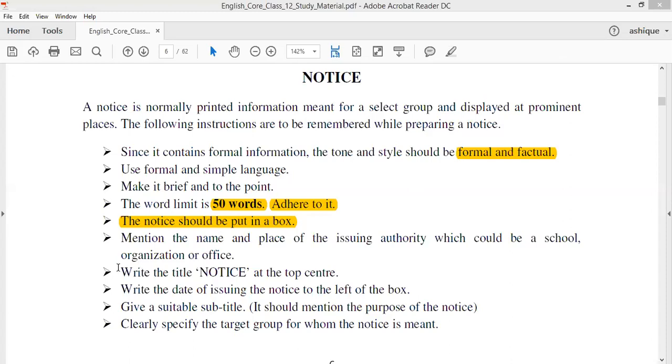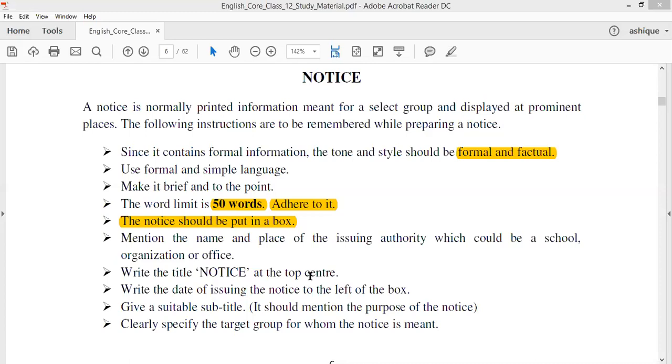Students, see the next point. Write the title, Notice, at the top center. In the last point we discussed that the school, organization, or office should be at the top center, as you have seen in notices issued in your school, your college, or a society. This XYZ society is issuing the notice, this XYZ school is issuing the notice, so their names are at the top. Similarly, you'll write those names at the top.